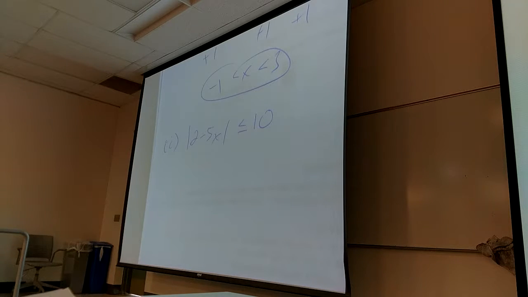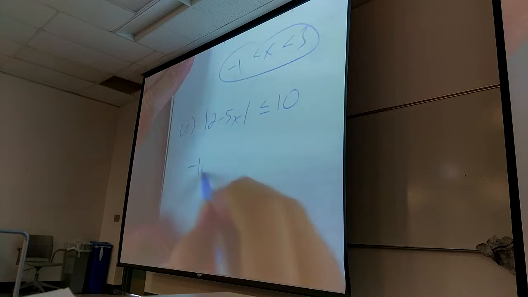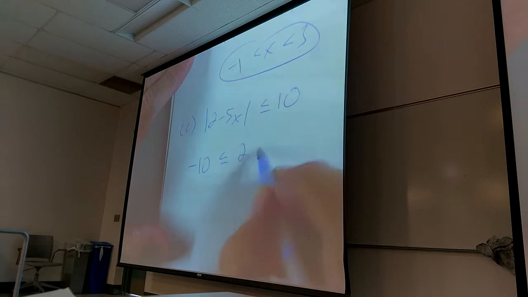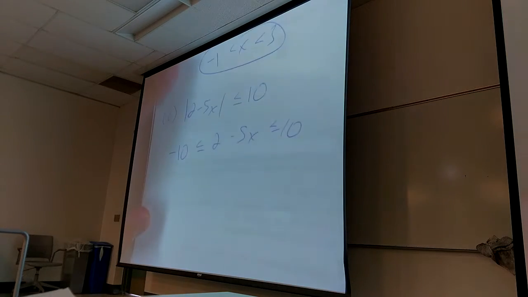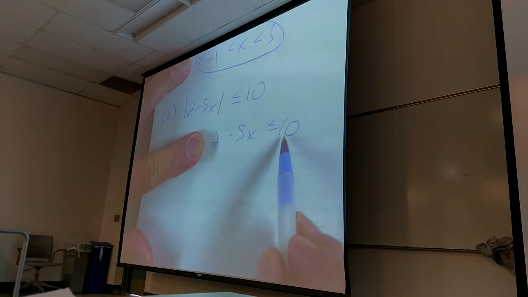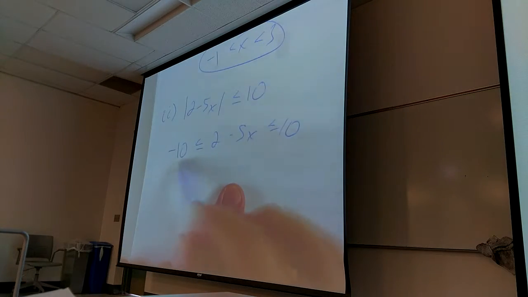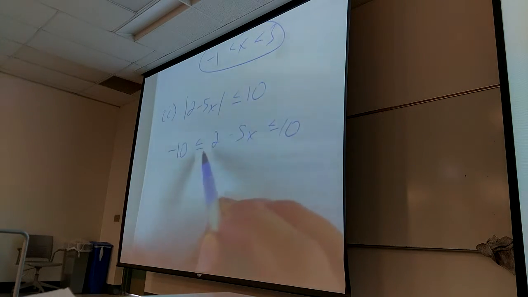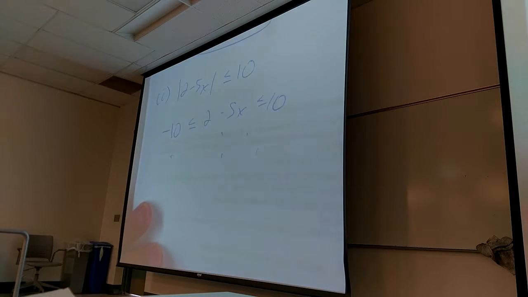So how do I rewrite this? Negative 10 less than or equal to 2 minus 5x, less than or equal to 10. So you can see the two cases. One case is 2 minus 5x is less than or equal to 10. And the other case is 2 minus 5x greater than or equal to negative 10. There it is. Now you would solve it, do all the rest, and I'm not worried about that right now.